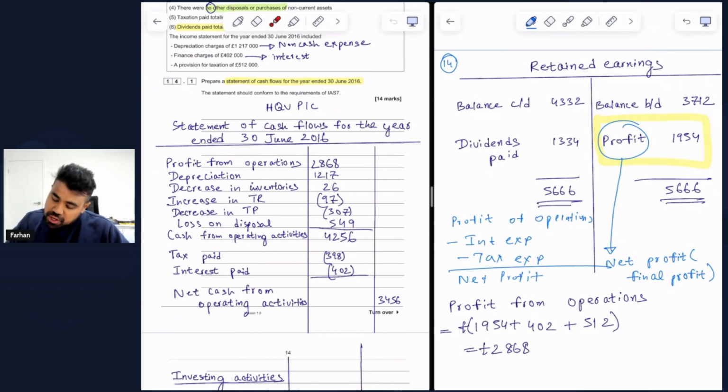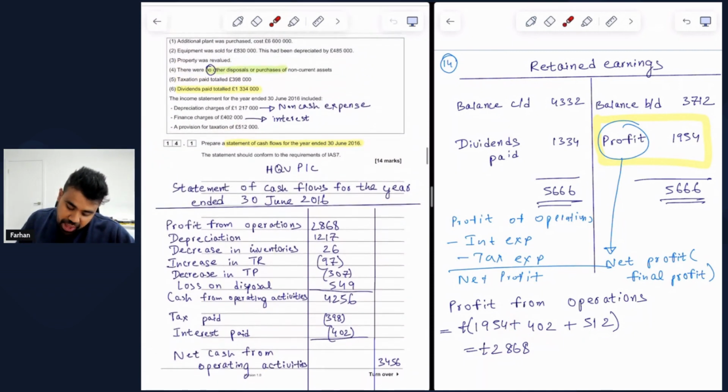Now, because the number here that we found from the retained earnings ledger account relates to net profit, we have to now reverse it using algebra to find the profit of operations. So we start with the net profit, and then we have to add back the interest expense of 402 and tax expense of 512. Now, where did I get these two numbers from?